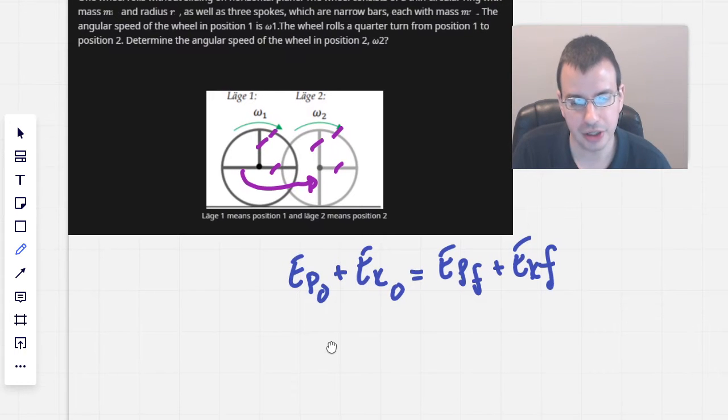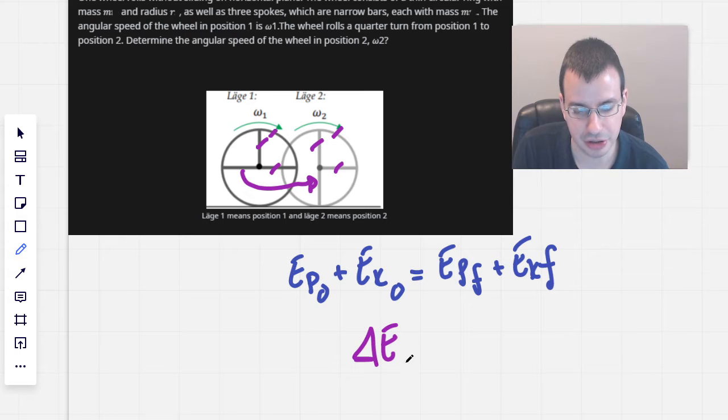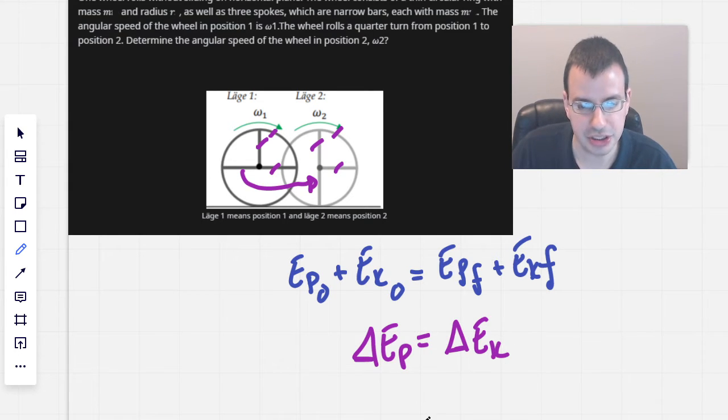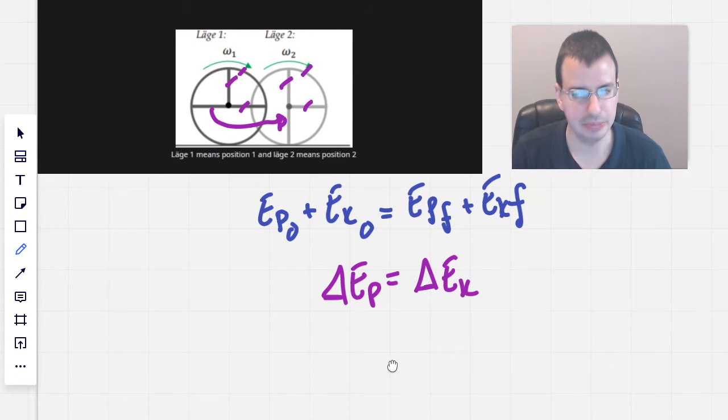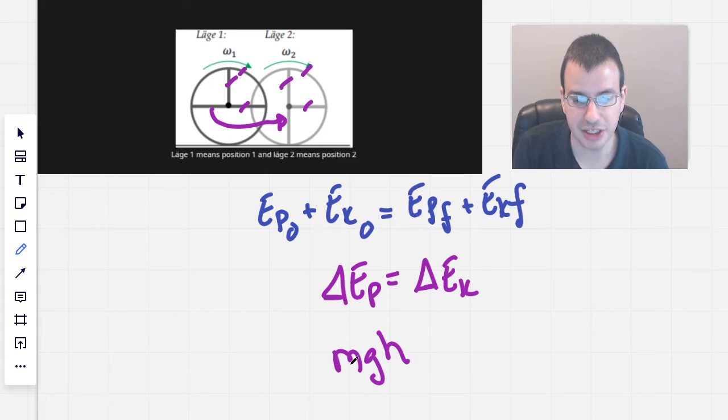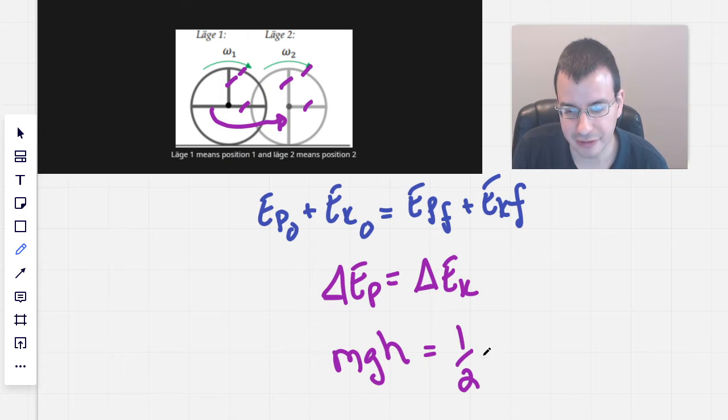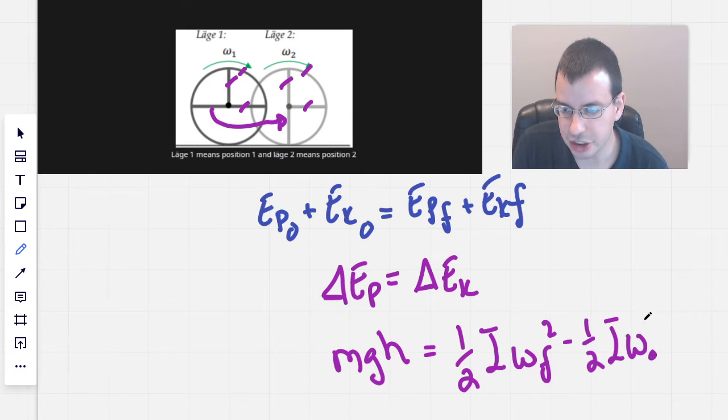And so what I'm going to do then, rewrite this briefly. I'm going to say change in energy potential equals change in energy kinetic. And this is rotational, but it's all in joules, so I can kind of mix and match, but I do have to be careful what's going on here. So energy potential will be mass times gravity times height, where I know that this mass is the bar. Gravity is just 9.81, and then height was going to be r over 2. And then change in energy kinetic will be 1/2 I, moment of inertia, omega final squared minus 1/2 I omega initial squared.